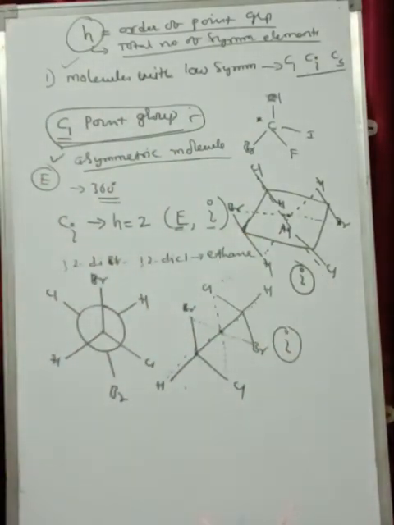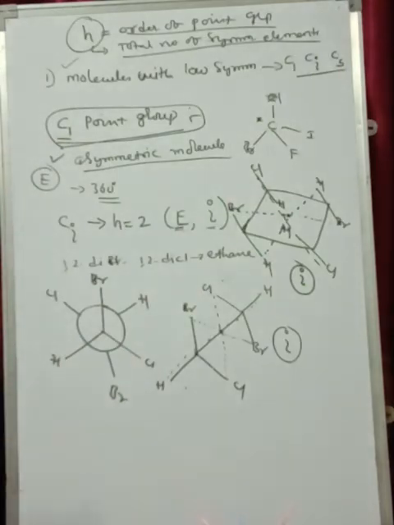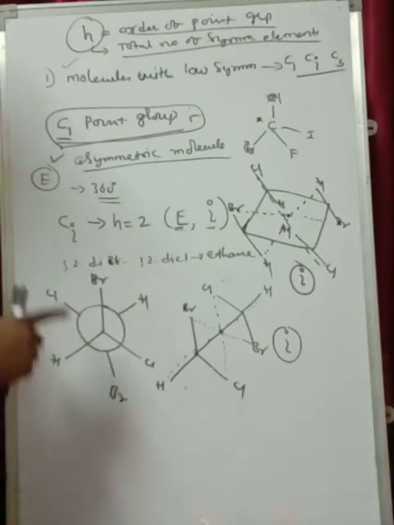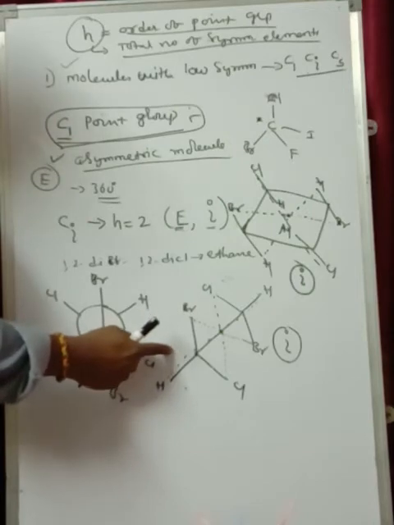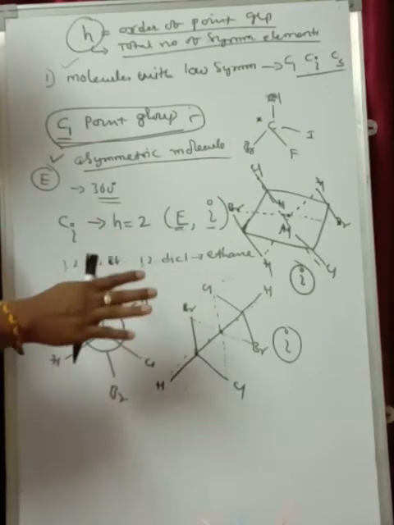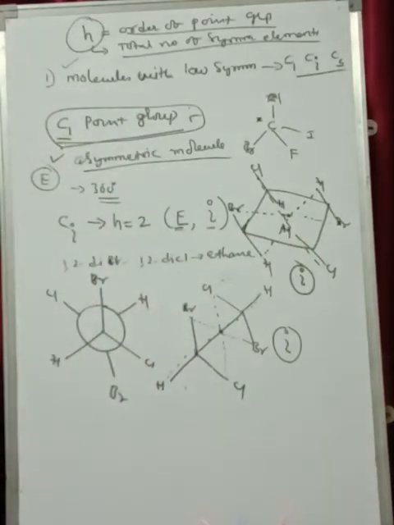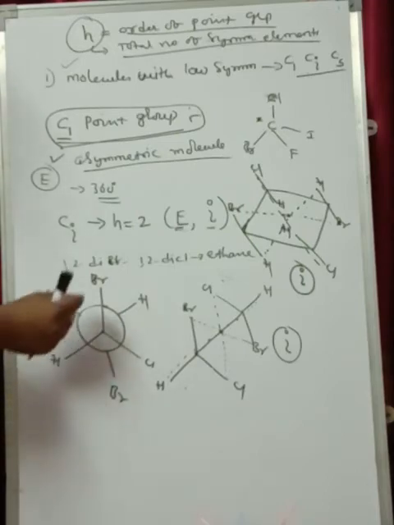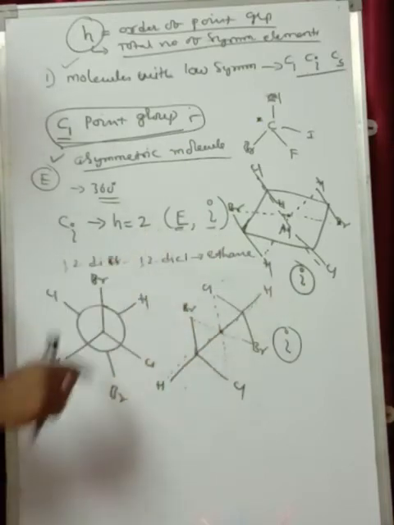So for the Ci point group, the order h is equal to 2. That means the Ci point group will have only identity and the center of inversion. All the molecules which have identity along with the center of inversion will come under the Ci point group. Here it is very clear that this particular molecule will not have any other symmetry element except the identity and the center of inversion. There is no possibility of any other kind of symmetry element in this. Therefore, these examples have only the identity and the center of inversion.